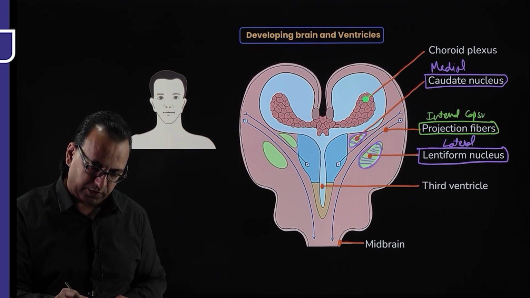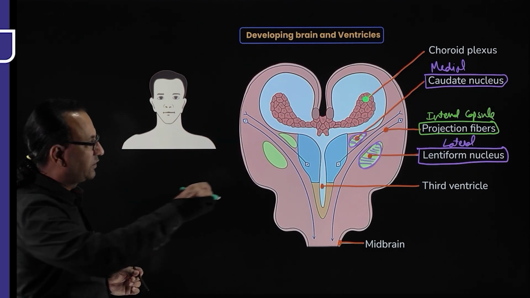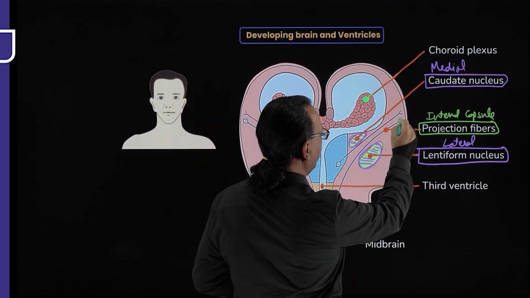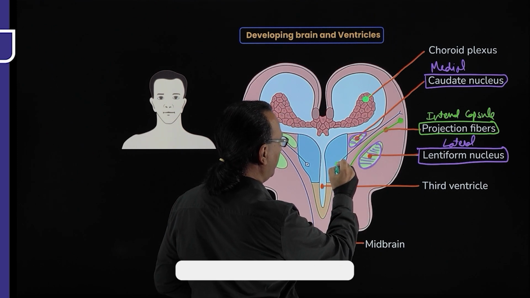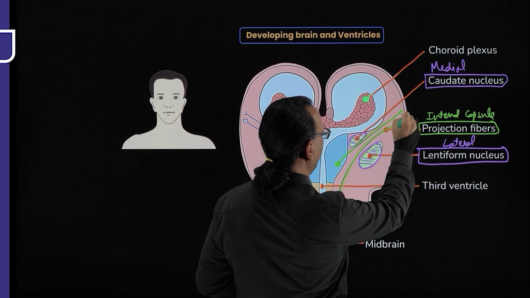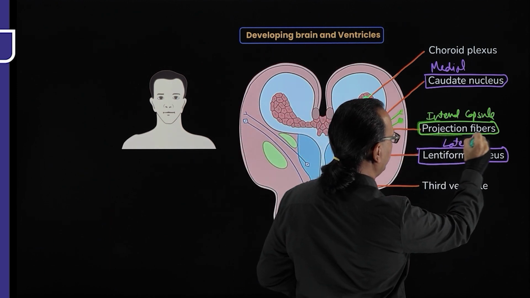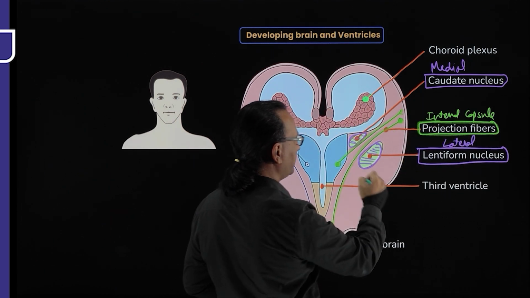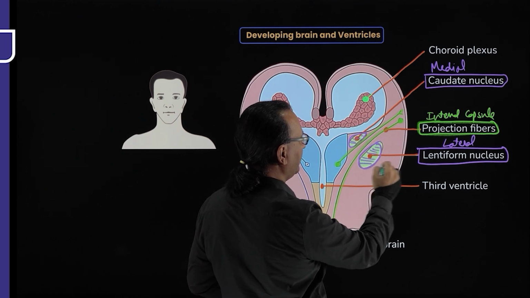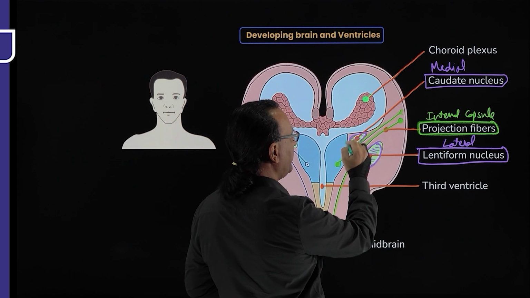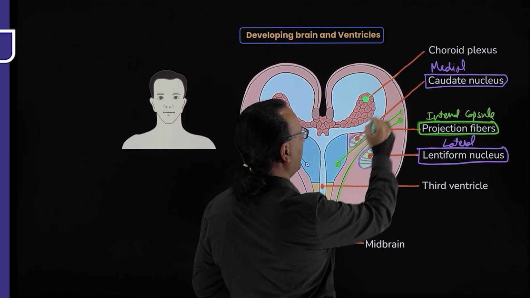And the fibers of the internal capsule, as we already have mentioned, could be the descending fibers from higher centers to the lower centers, or the ascending fibers from lower centers to the higher centers of the brain. So this internal capsule projection fiber has divided the corpus striatum into two components. L for L. Laterally is the lens-shaped nucleus, the lentiform nucleus, and medially is the comma-shaped nucleus, the caudate nucleus.